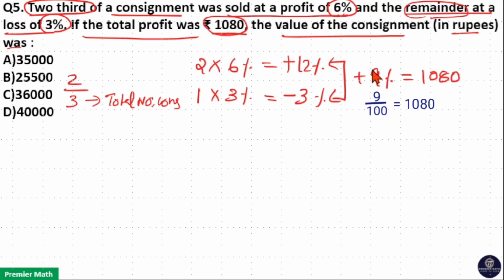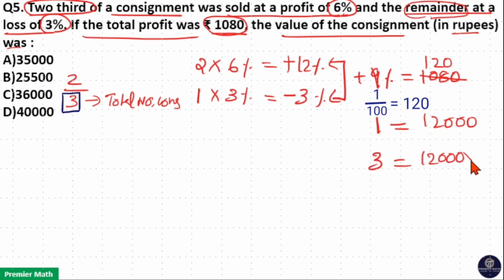Now 9 goes 1 time in 10, 2 times in 80, so 120 times in 1080. Now 1% is 120, which means 1 unit value is equal to 12,000. That is, the value of 1 unit of consignment is 12,000, and we need to find the value of 3 units of consignment, which is the total consignment. So 3 unit value is equal to 12,000 into 3, that is 36,000. So option C is your answer.